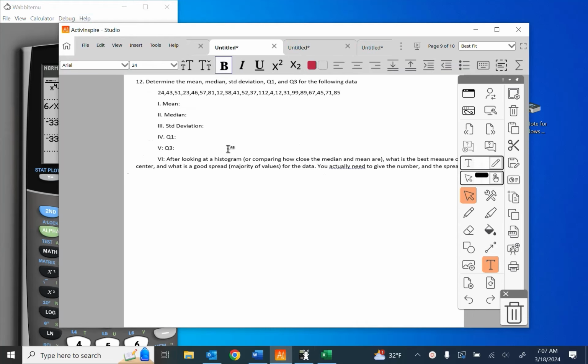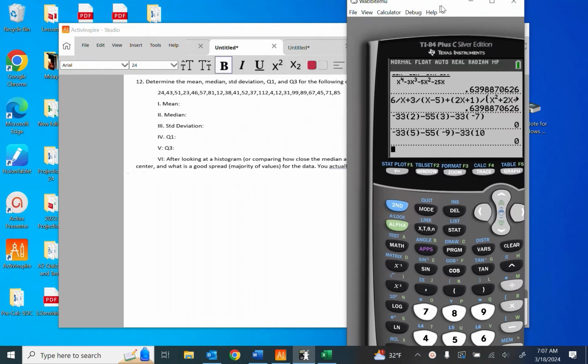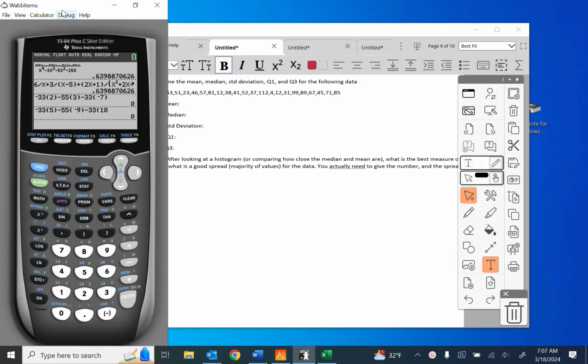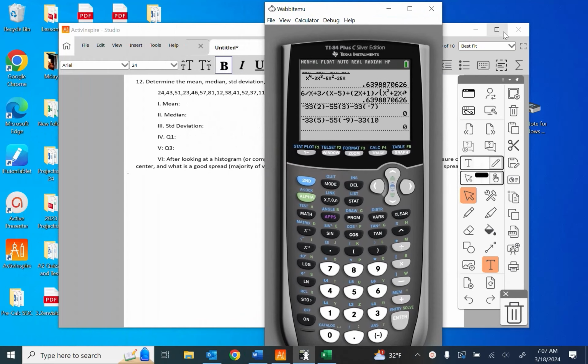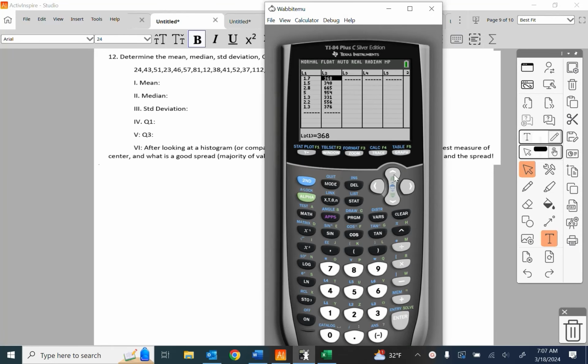Alright, so here we have number 12, which ought to be a great question for y'all, but we'll see. We're supposed to find the mean, standard deviation, quartile ranges, and such for a set of data. And it should be a simple question. It's, put stuff in a calculator. We'll see. All I can say is we'll see.